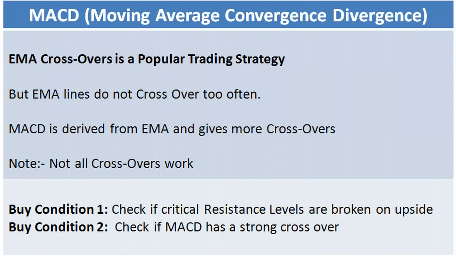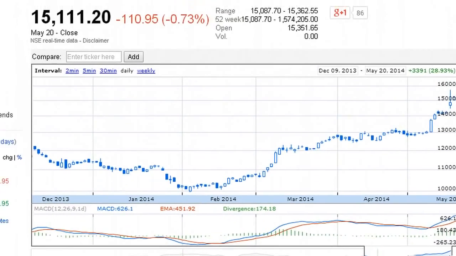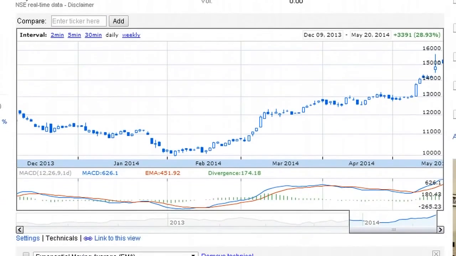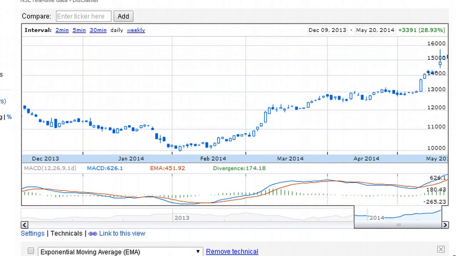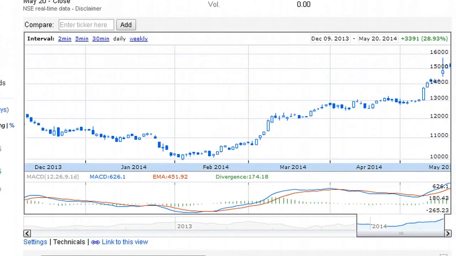Okay, so I'll just show you now how to use this indicator. Normally I have it in google.com/finance, and this is Bank Nifty. Once you go to google.com/finance and choose Bank Nifty here, this is a Bank Nifty chart for the last 6 months. This is December 2013, Jan 2014, Feb, March, April, and then May. And this is the daily chart because I've chosen the daily chart here.